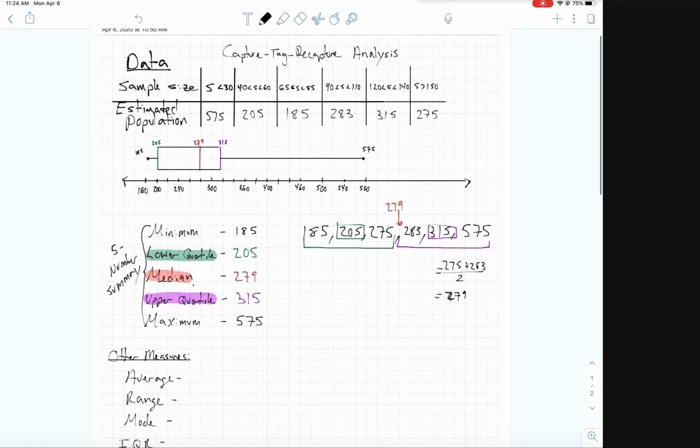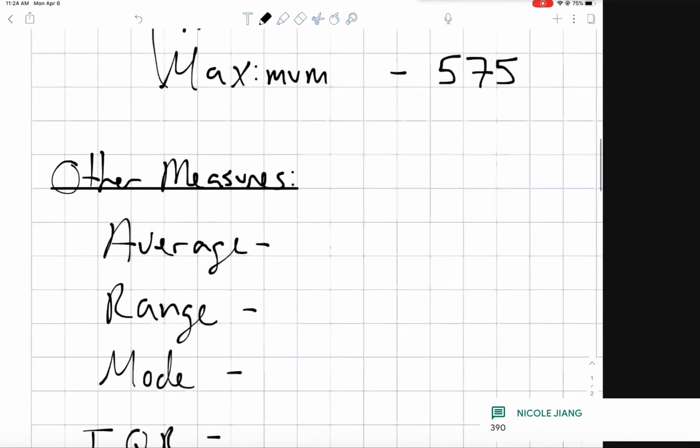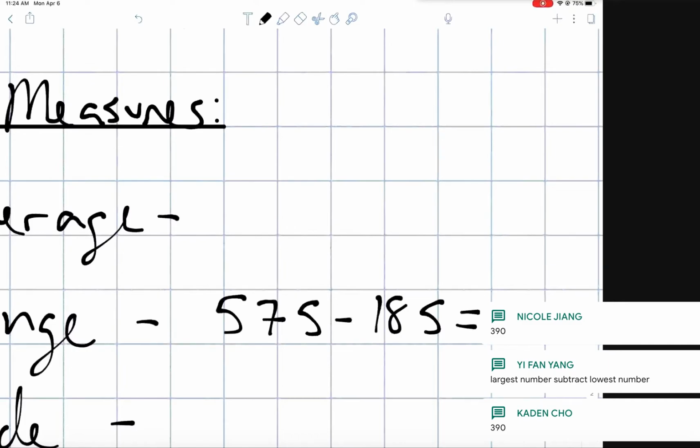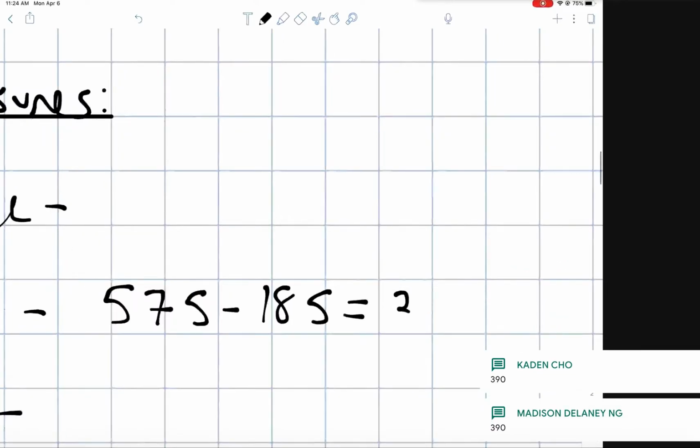You take the highest number in the data set and the lowest number in the data set, and you subtract the lowest number from the highest, and then you get your range, which is 390. And how do we find the IQR?